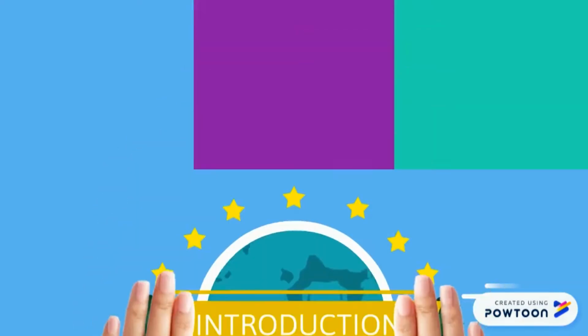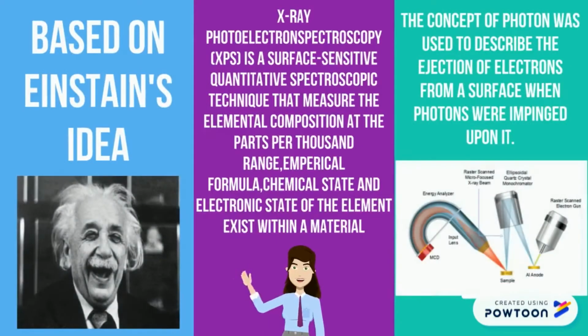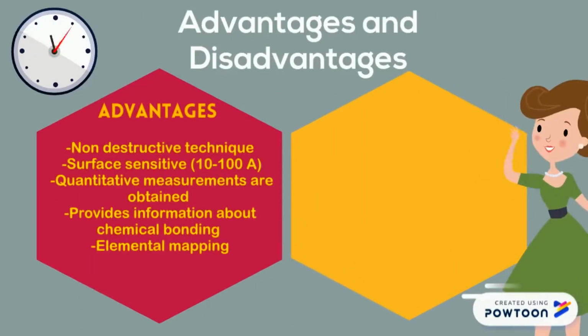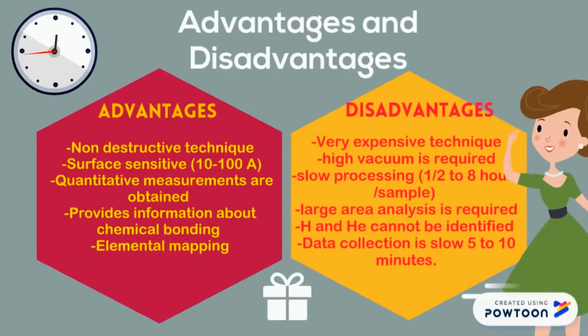Introduction. X-ray photoelectron spectroscopy (XPS) is a surface-sensitive quantitative spectroscopy technique that measures the elemental composition at the parts per thousand range, empirical formula, chemical state, and electronic state of the elements that exist within a material. It is also based on Einstein's idea. The concept of the photon was used to describe the ejection of electrons from a surface when photons were impinged upon it.